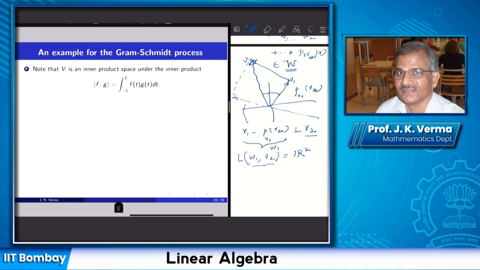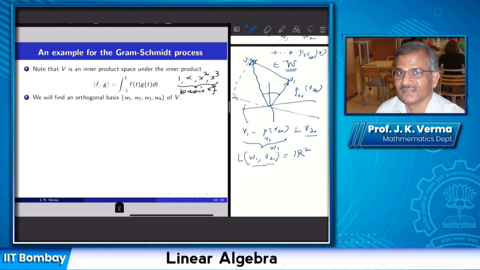What is the inner product? The inner product of two functions which are continuous on this closed bounded interval -1 to 1: you just take the product of those two functions and integrate. This is a number, and by properties of the integral, you can check that this is an inner product. We shall use this inner product for this inner product space of polynomials of degree at most 3. One standard basis is 1, x, x square, x cube.